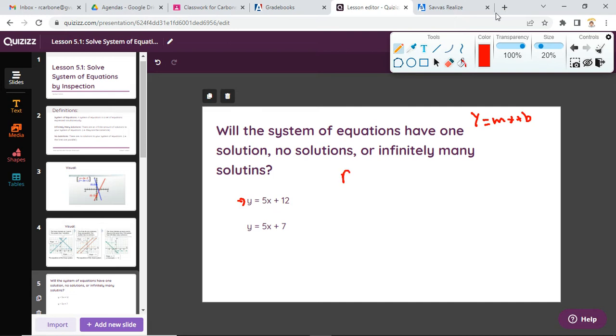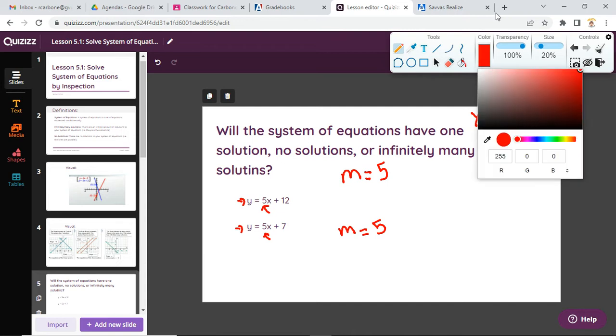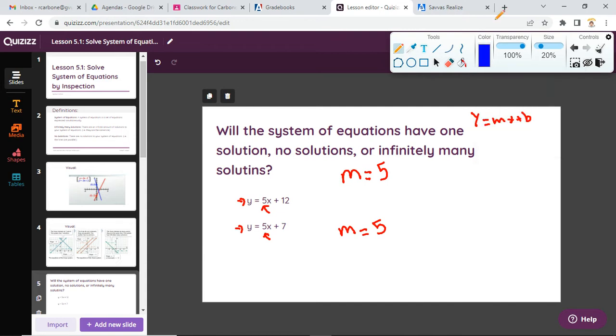So for my slope for this first one here, again, I want to find my m. That's the slope. That's the number that replaces my m in the slope-intercept form. Here, that m is 5. For my second equation, I see that my m is also 5. The number that replaces the m is 5. All right, so I've identified my slope in both. Now I need to identify my y-intercept, or my b, in both. Notice my b in the first equation is 12, and my b in the second equation is 7.